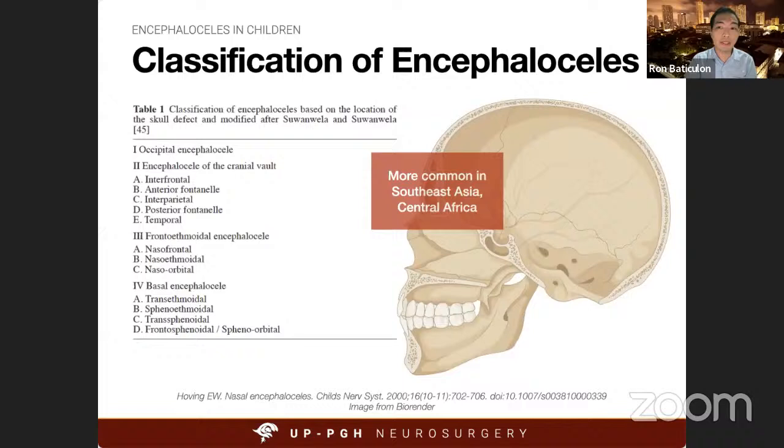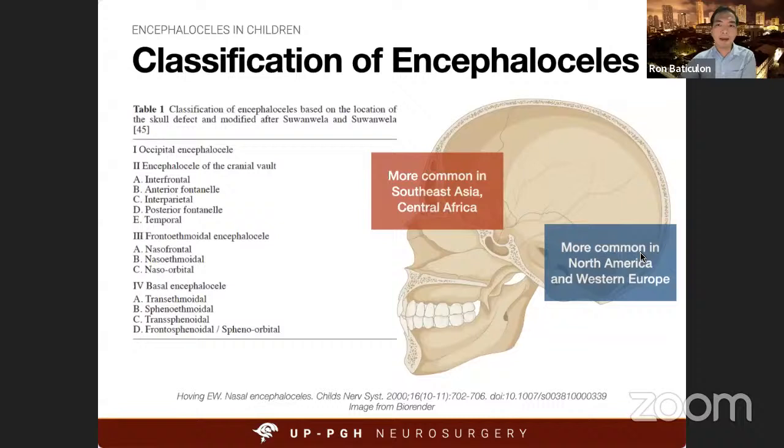And then you could also have posterior encephalocele. Posterior encephaloceles are more common in North America and Western Europe. Now, you have to look at the bony landmarks of the skull. It is very important to look at the encephalocele in relation to the lambdoid suture. If the encephalocele arises anterior to the lambdoid suture, then we would call it an interparietal encephalocele. If it's below that, then that would be an occipital encephalocele. Occipital encephaloceles are usually divided into two, supratorcular and infratorcular encephalocele, depending on how the sac is related to the torcula.